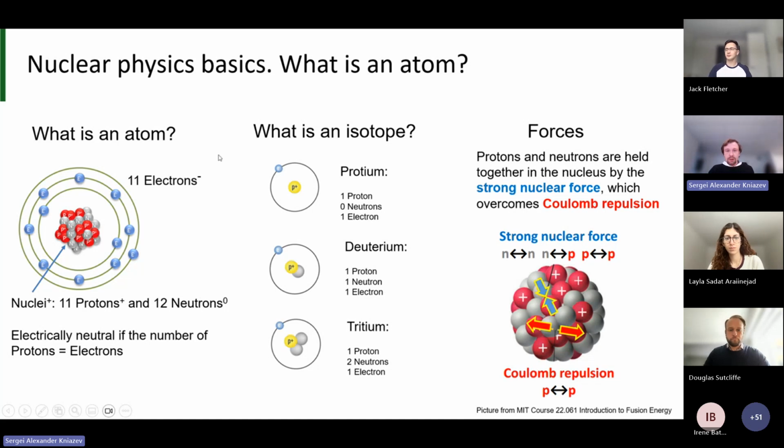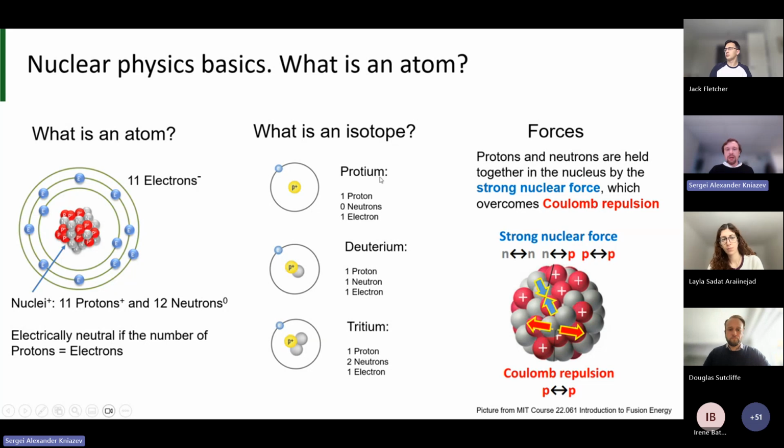Then we are going to another important concept: isotopes. Not all atoms of the same element are identical. They can have different numbers of neutrons, and these variations are called isotopes. The simplest example here is the isotopes of hydrogen: protium, deuterium, and tritium. They have different numbers of neutrons: 2 in tritium, 1 in deuterium, and 0 in protium.